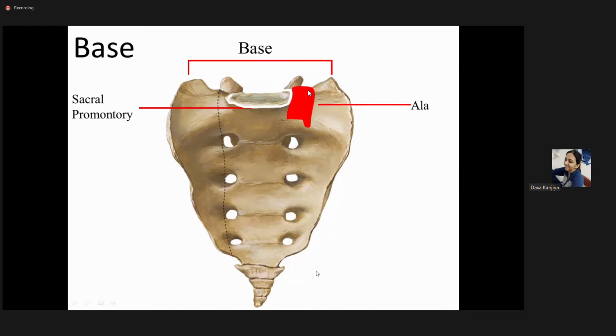Now if you move your finger around the ala of sacrum, it is divided into 2 parts, medial smooth part and lateral rough part. Both these portions of the ala of sacrum give attachment to different structures. That's why it is important to differentiate medial smooth part and lateral rough part. Apex lies below and it articulates with the coccygeal vertebrae.